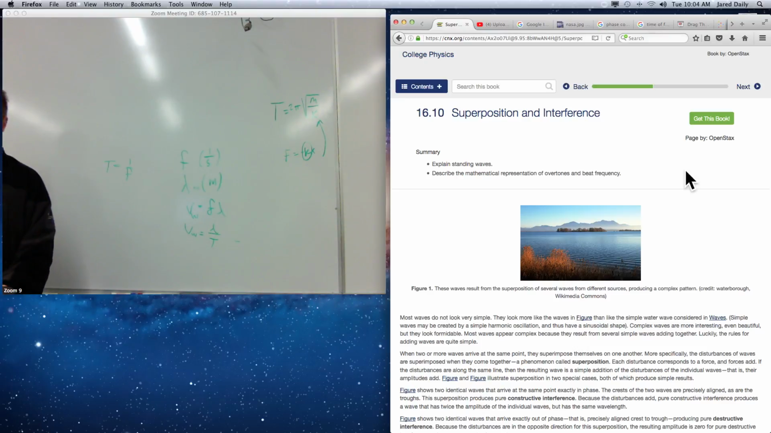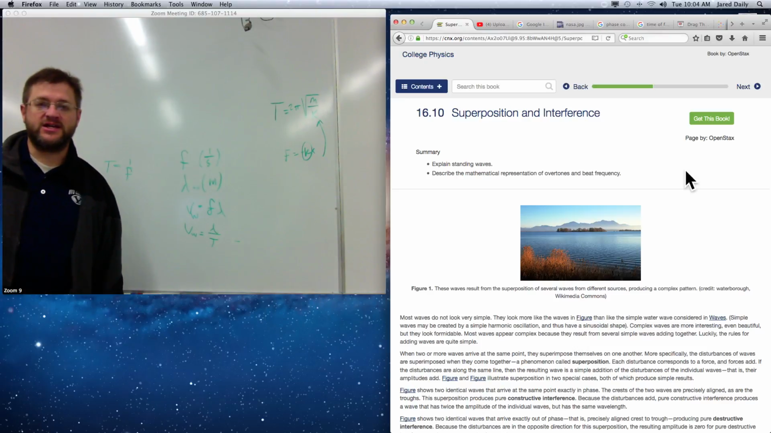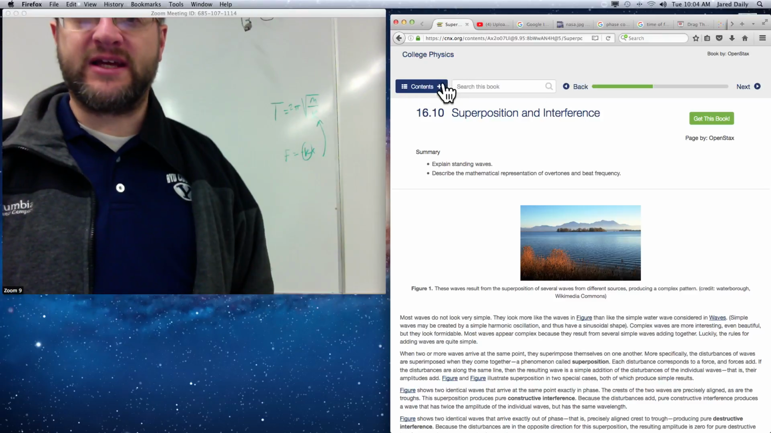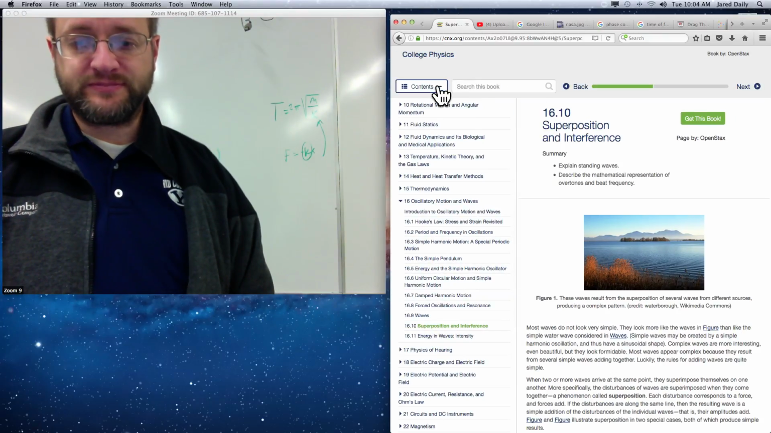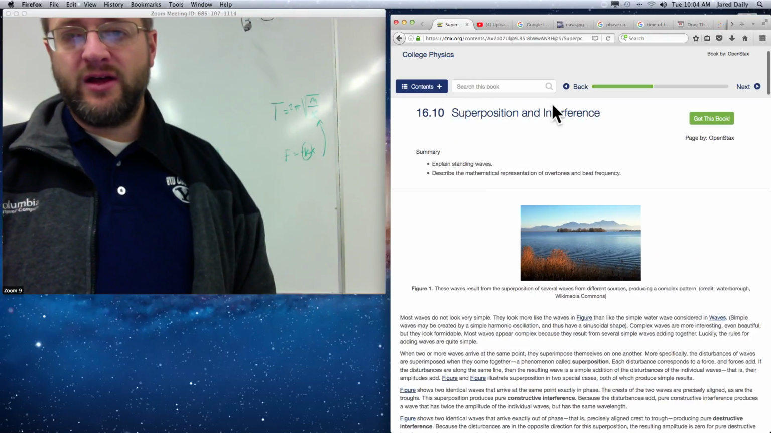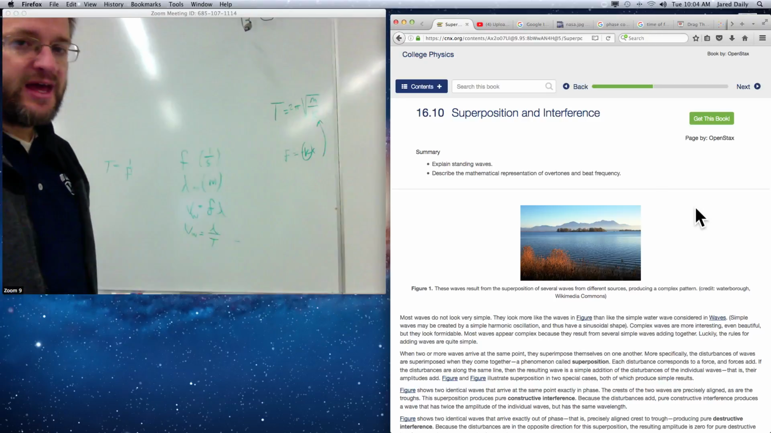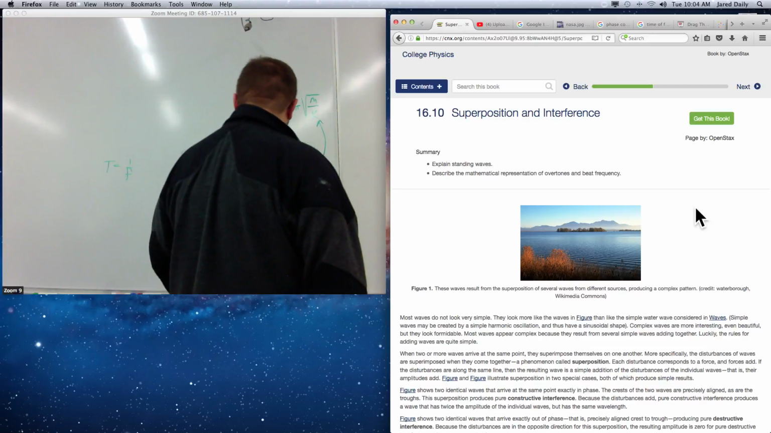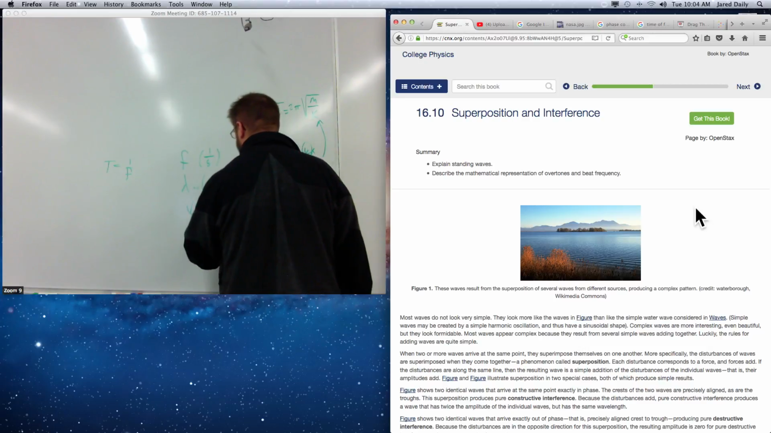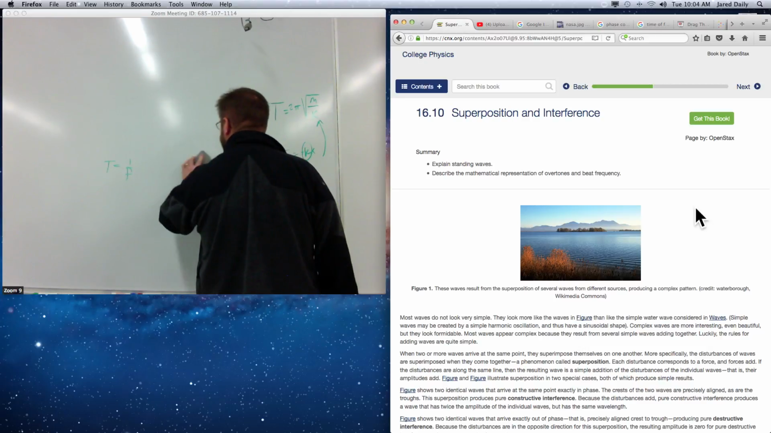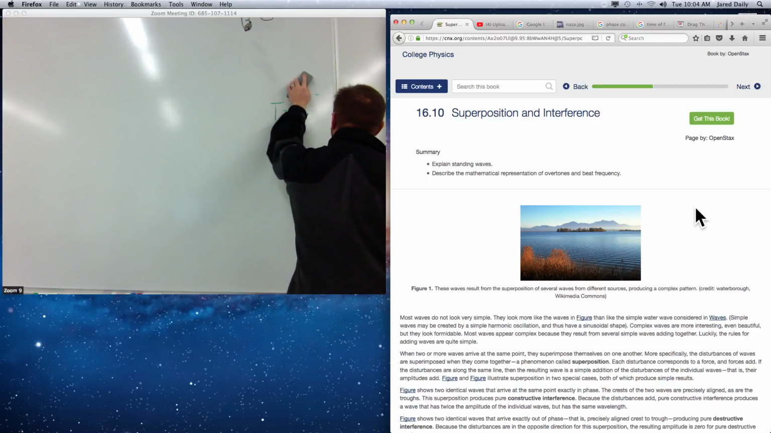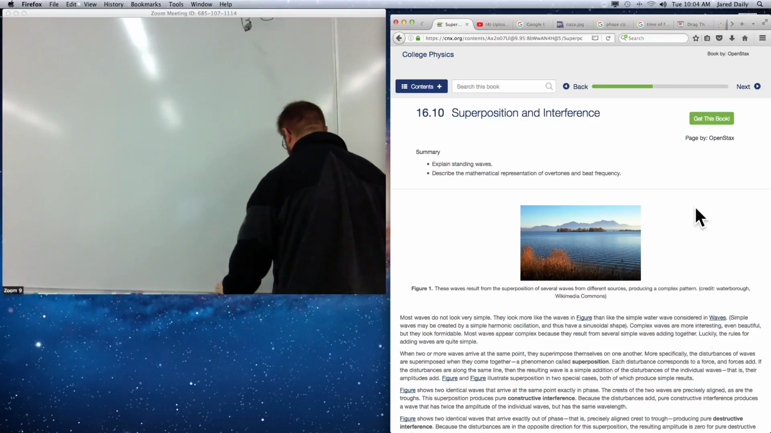Okay, so in the last two sections here, we're going to learn about some important things that you'll need to know for your homework. Particularly section 10. And that is superposition and interference. What does it mean? It's simple and complex at the same time. We're going to try to stick with the simple.